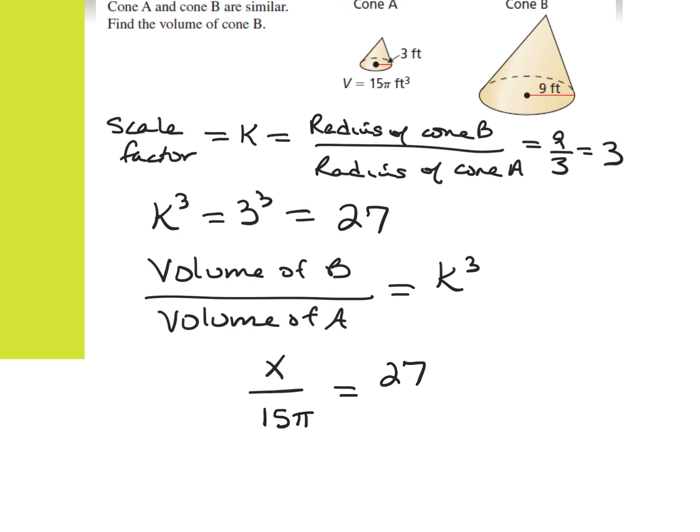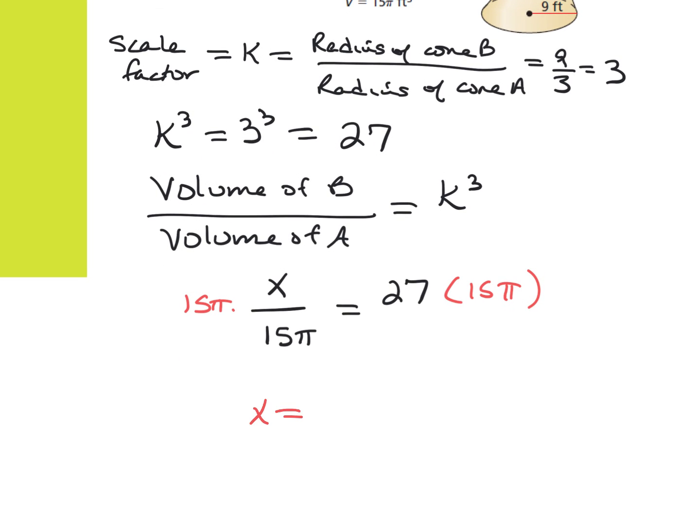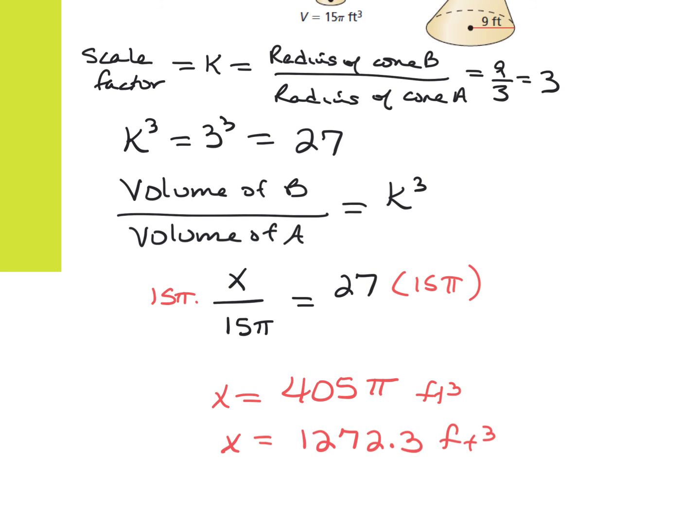And now what I need to do is solve. Again, what I can do is either treat this as a proportion, I could add a 1 to the bottom, or I can just multiply both sides by 15. And I get x is equal to 405 pi. If I use my pi button, 1,272.3, and these are both feet cubed. Now, if you'd rather add a 1 and then cross multiply and divide, you can set it up as a proportion as well.